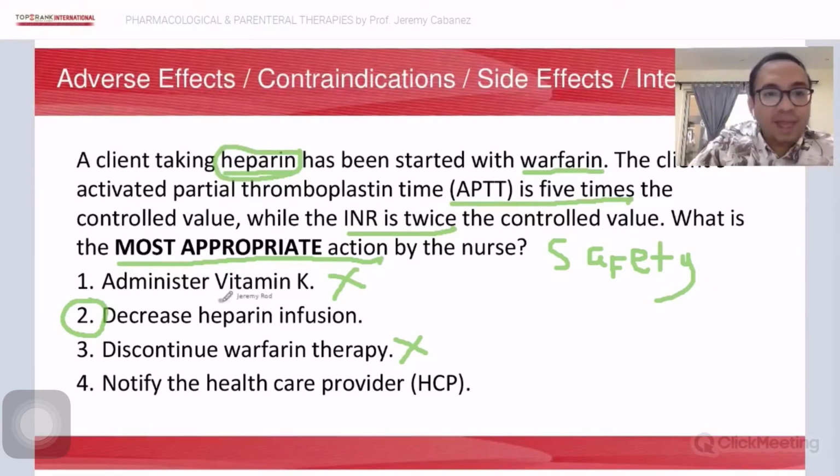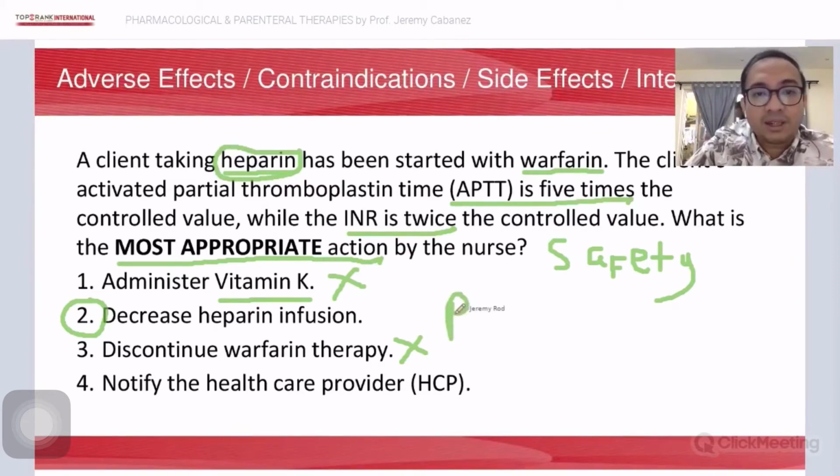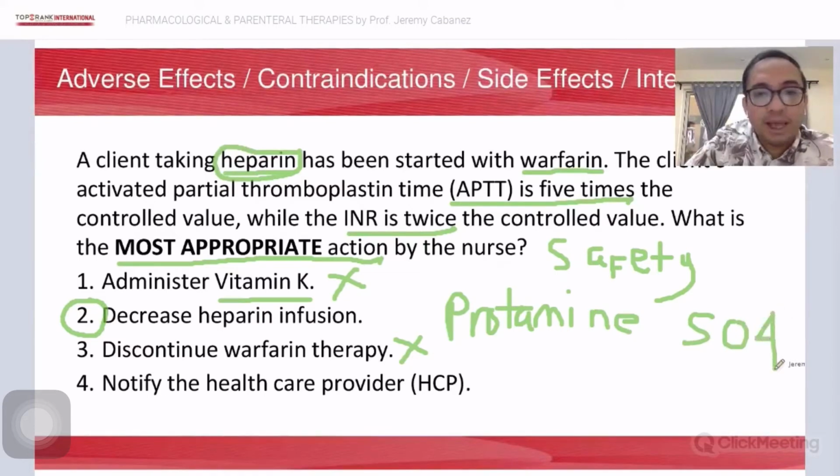Okay, vitamin K is the antidote for what condition? For warfarin toxicity. So if you would be asked, what is the antidote whenever there is heparin toxicity? The antidote for heparin toxicity is protamine sulfate. Okay, so the correct answer is number 2.